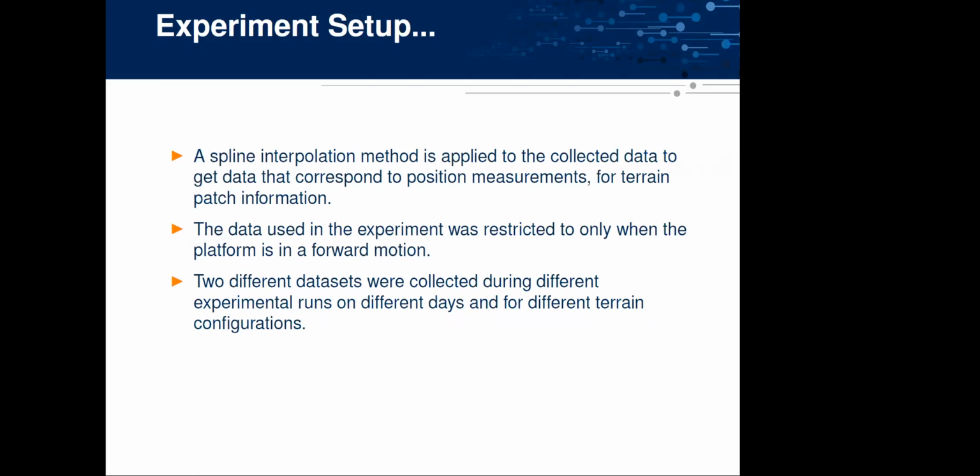The data that was used was restricted to only when the platform was moving forward, because we were using rotational and speed estimates. When it's moving forward, that's the only time we have those values. If it stops or if it's rotating, the forward velocity is 0, so we cannot compute our slip from that. That's why the data that I used only considered when the vehicle was in motion.